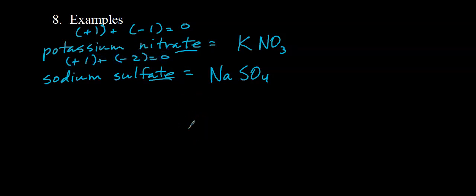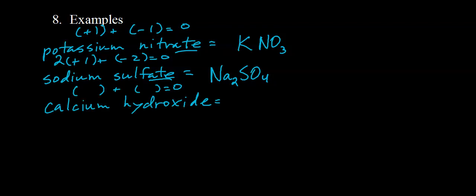Do those charges add up to 0? If not, make them add up to 0. So what do we need to make them add up to 0? We need 2 of the +1 ions for every 1 of the -2 ions. So let's use that as a subscript. So the chemical formula for sodium sulfate is Na2SO4.